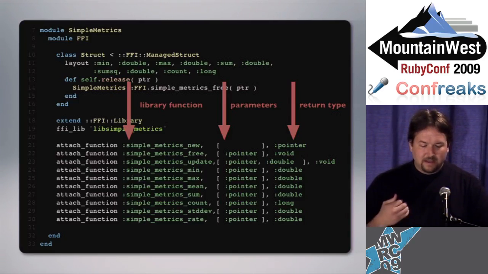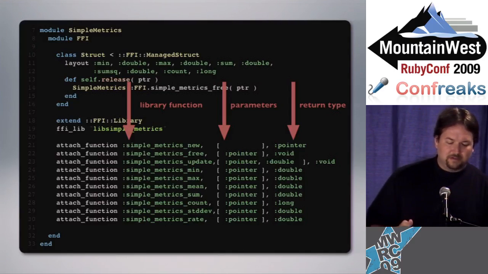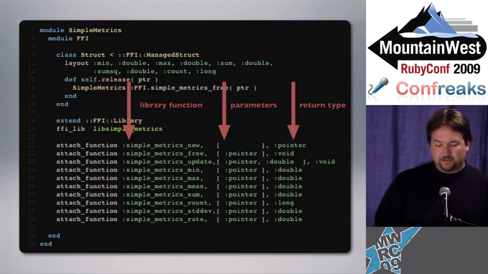So in this case, we've got simple_metrics_new, which takes 0 parameters, returns a pointer. It's an allocator. We've got simple_metrics_free, which takes the pointer, returns void. So in this case, the result from simple_metrics_new is what we would intend to pass to simple_metrics_free. And actually, it's the same all the way down. That pointer that we want to pass to each one of those is the value that was returned from simple_metrics_new.